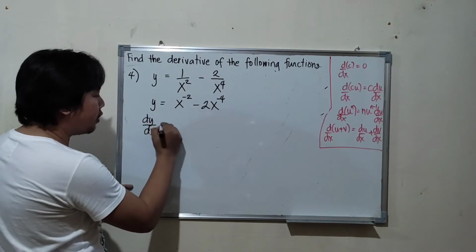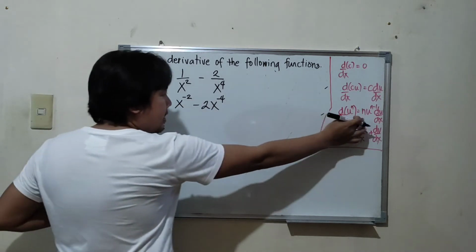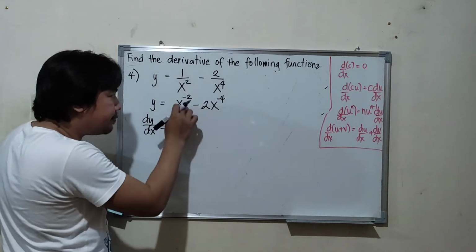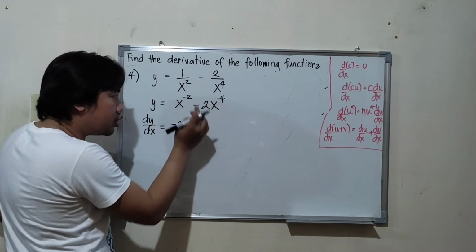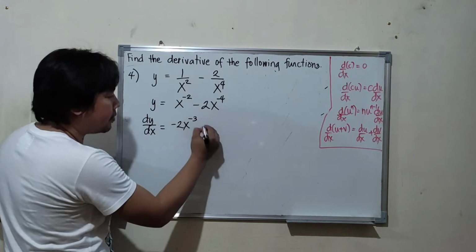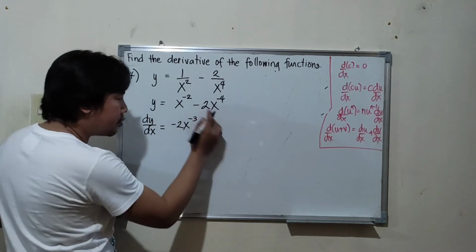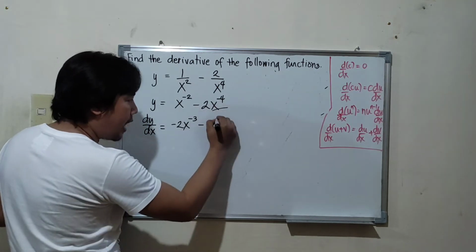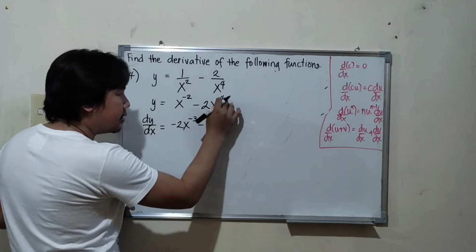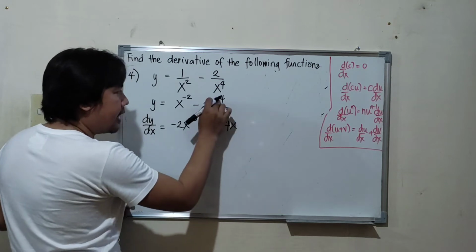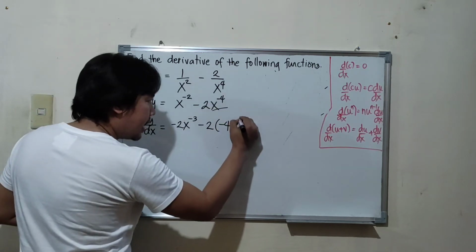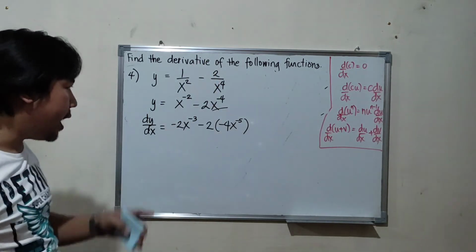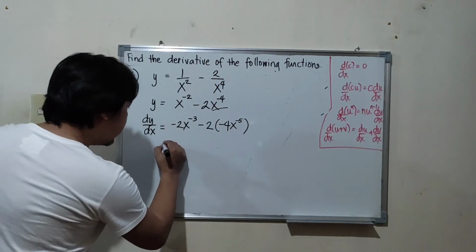Derivative of y with respect to x is equal to, so use this, we have negative 2, x raised to, diretso na natin, negative 2 minus 1, so that is negative 3. Minus 2 times, okay, so x to the 4th, so we have negative 4 times x, then negative 4 minus 1, that is negative 5, times derivative of x with respect to x, which is 1. Okay, now simplify this.